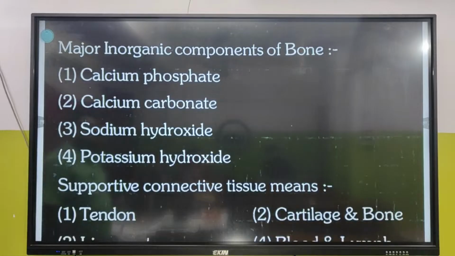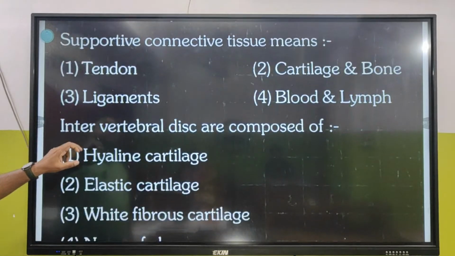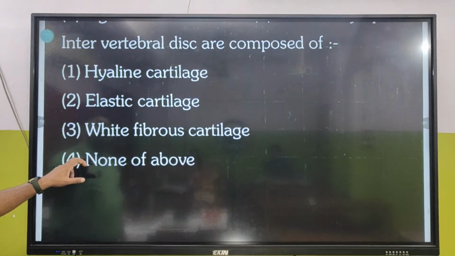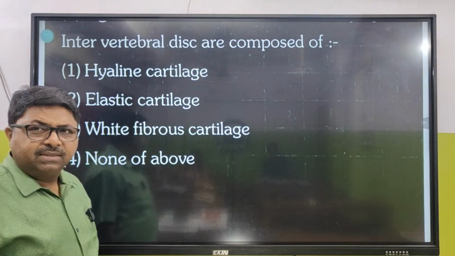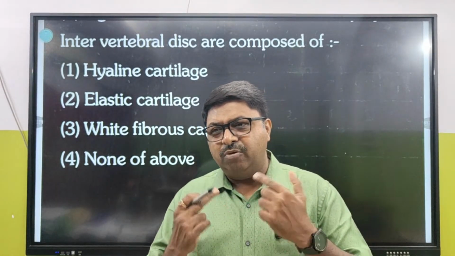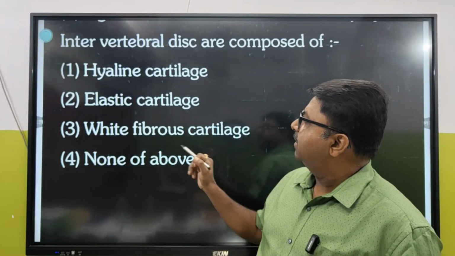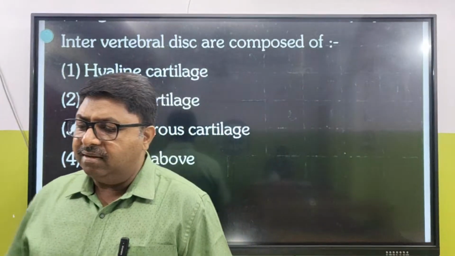Tell me. Major inorganic components of bone. Calcium phosphate. Supportive connective tissue means cartilage and bone. Intervertebral discs are composed of. Lastly, we talked about that under cartilage. Intervertebral disc, there's only one example. Intervertebral discs are composed of white fibrocartilage, white fibers.